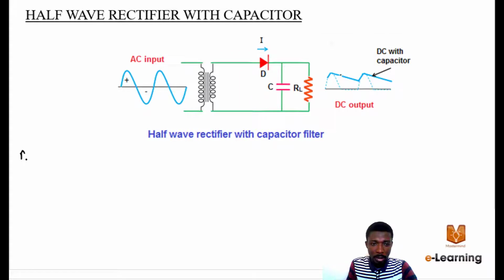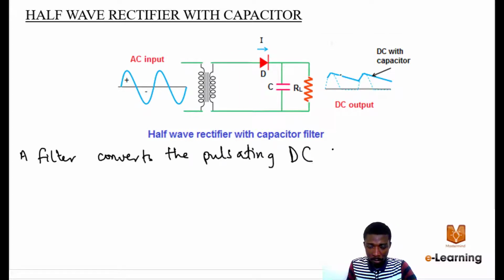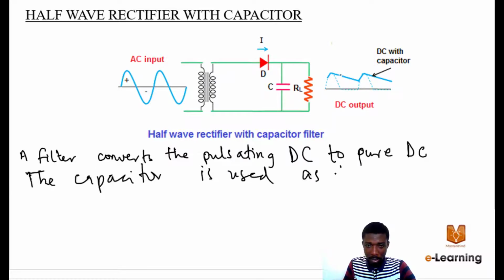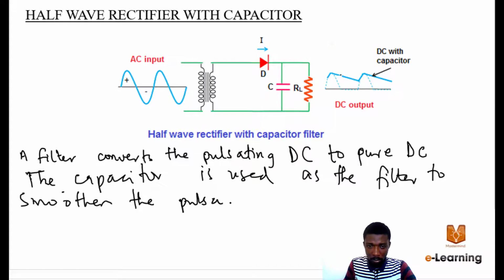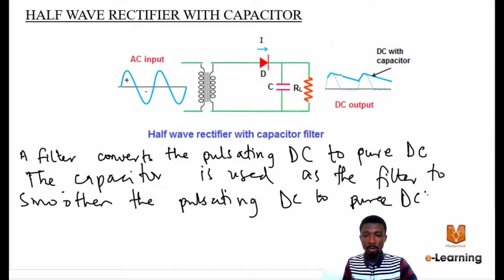amount. A filter converts the pulsating DC to pure DC. In this case, our filter is the capacitor. The capacitor is used as the filter to smooth the pulsating or rippled DC to pure DC. Okay, so this is what the capacitor does. It helps to remove or suppress the ripples in the pulsating DC, in the process giving you what we call a pure DC.